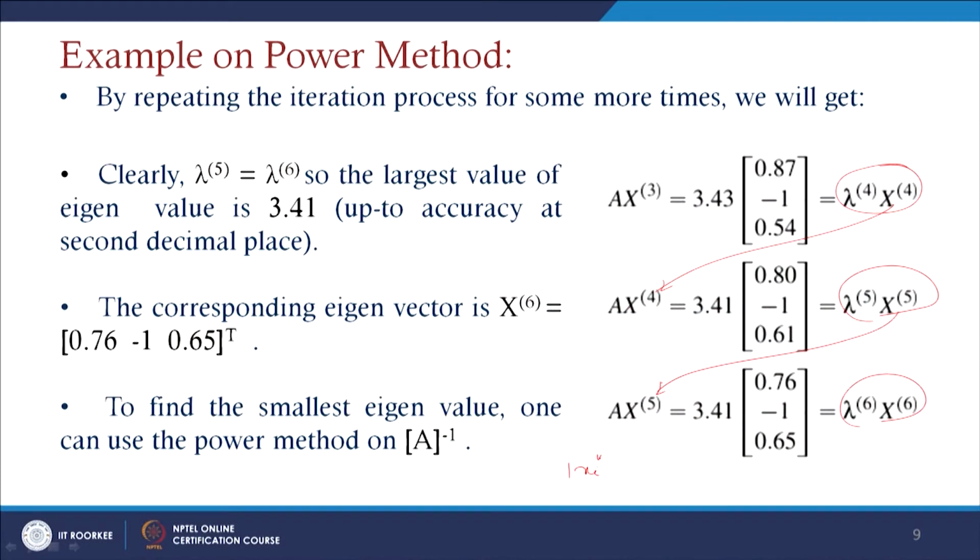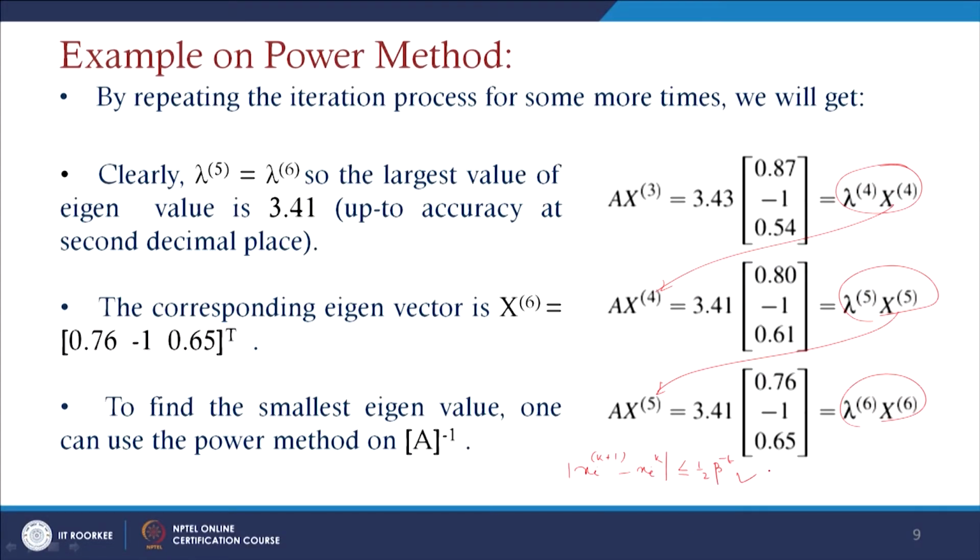Accuracy means we can say that xi k plus 1 minus xi k should be less than or equal to your desired accuracy, that is half into beta to the power minus t here. Beta is the base and t is the number of digits or decimal places you want to find the accuracy to here.